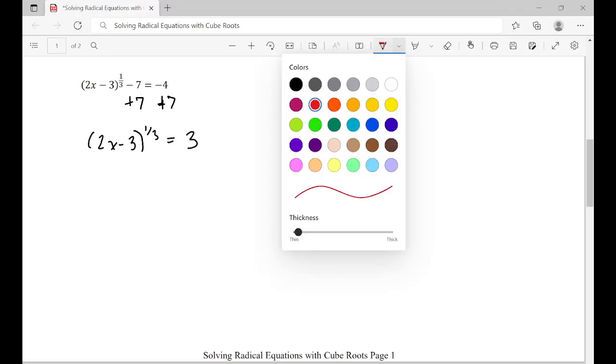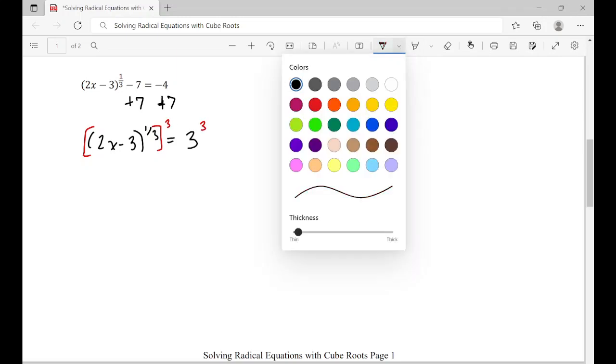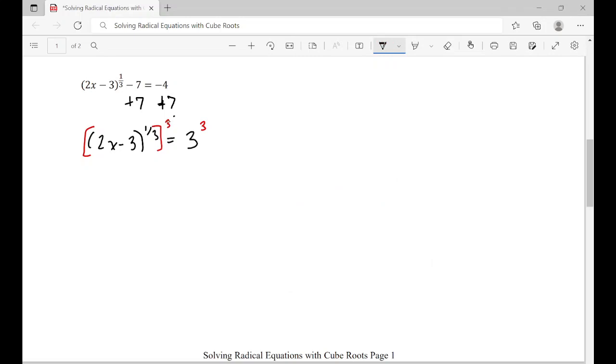Now that I have it on its own side, I know that my index here is a 3 because it's in the denominator of this exponent. So I'm going to raise both sides to the third power. And when I do that, those cancel out, leaving me with just 2x minus 3. And then 3 cubed is 27.